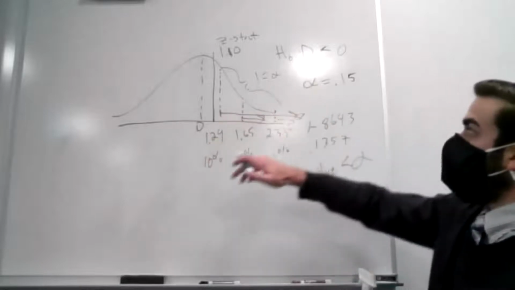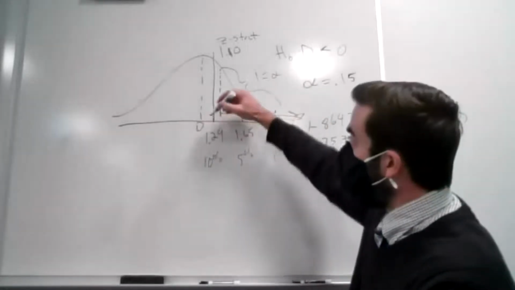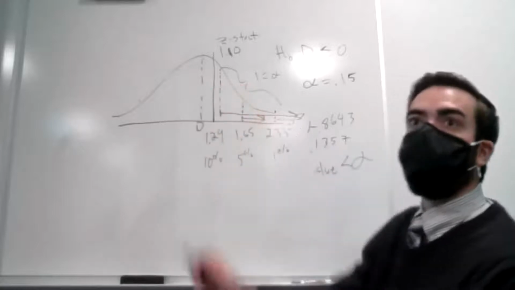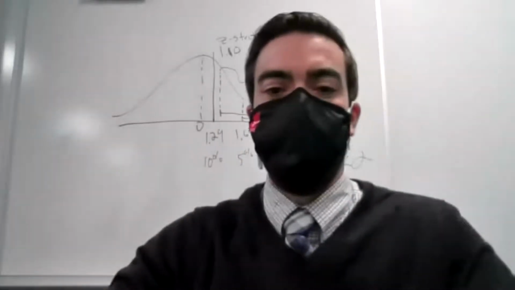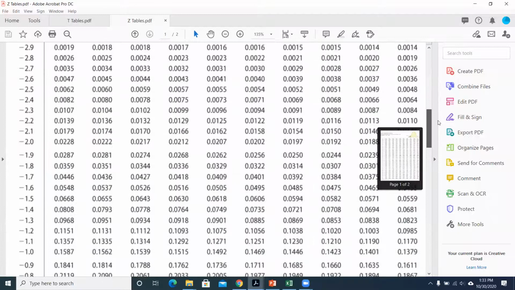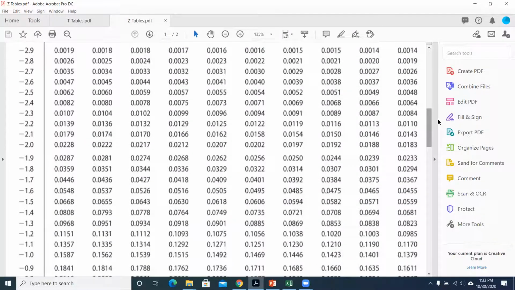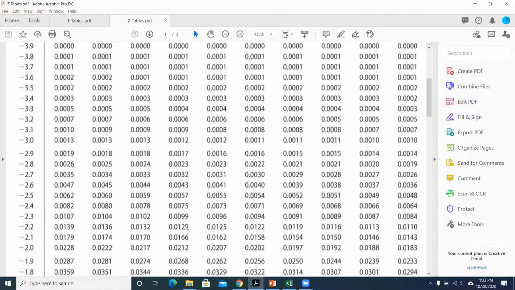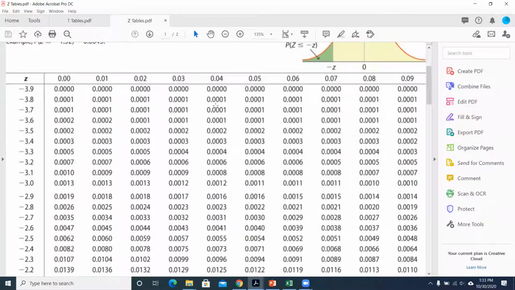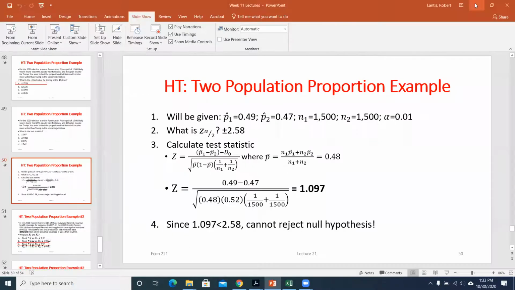If I instead increase alpha to 0.15, my critical value for that is probably somewhere over here. In fact, I could actually look that up. So if I wanted the critical value that gave me 0.15 in that tail, I'll go to 0.15 in between these. So negative 1.03 and negative 1.04. But I have a right-tailed test, so positive 1.04.